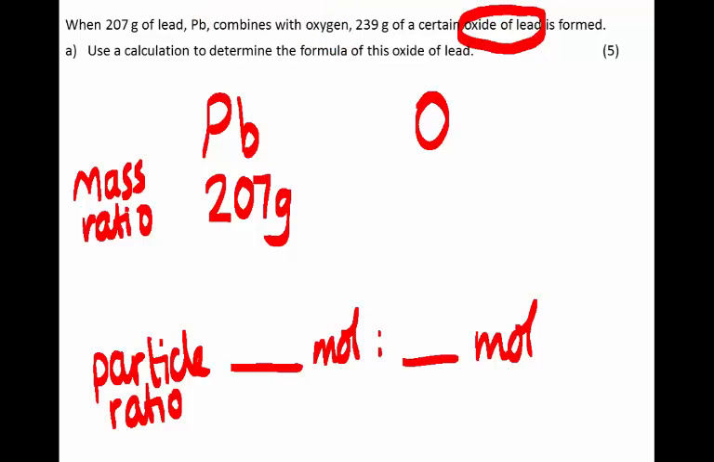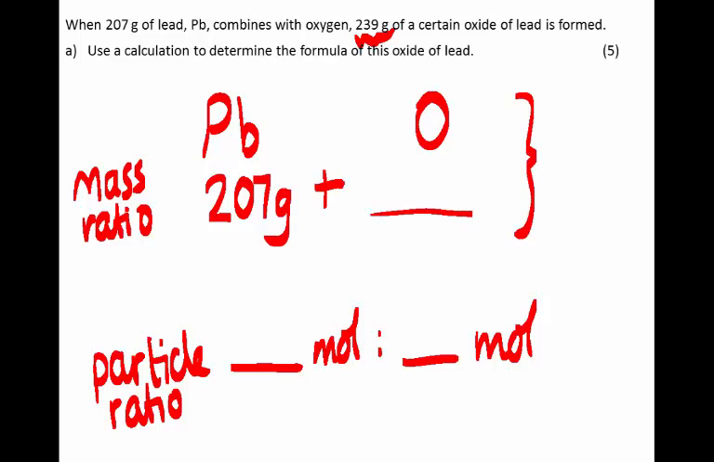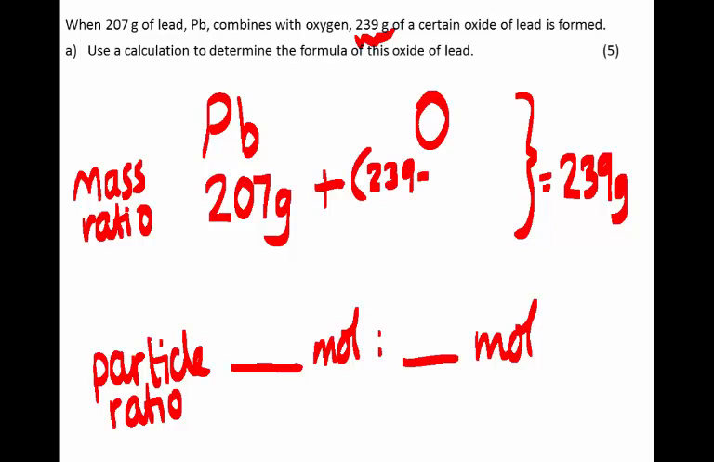How can we deduce it? This is the mass of the entire substance, the lead oxide. So both together, the 207 grams of lead plus whatever this value is, adds up to give this mass, 239 grams. So the oxygen is obviously the difference between them, which is 239 minus 207, which gives us 32 grams. So we have the mass ratio, 207 grams lead to 32 grams of oxygen.